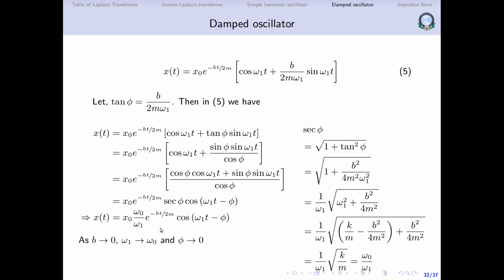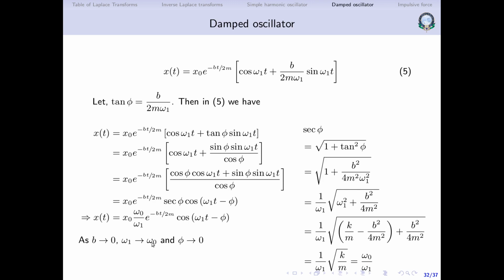And how do you check whether this is correct or wrong? This should go to the undamped case. If you make this damping constant b very small, tending towards 0, it should go to the undamped case. So if b tends to 0, then omega 1 will tend to omega naught, because omega 1 square is k by m minus b square by 4m square. If this tends towards 0, what will be left behind is k by m, right?